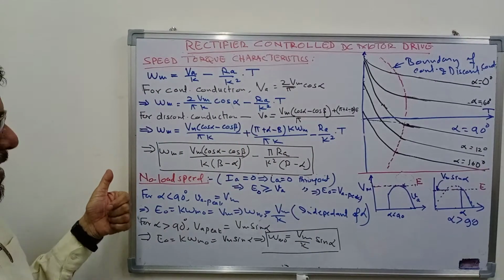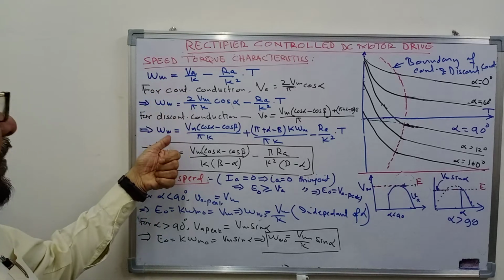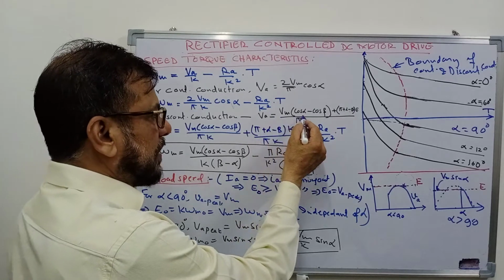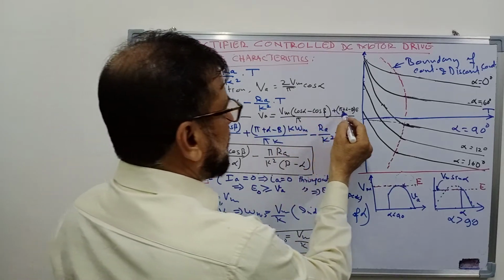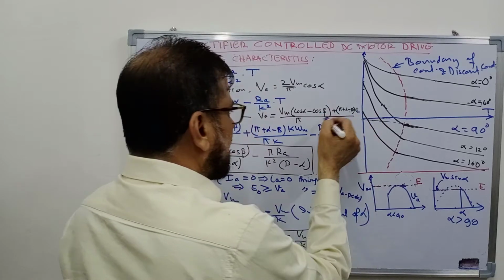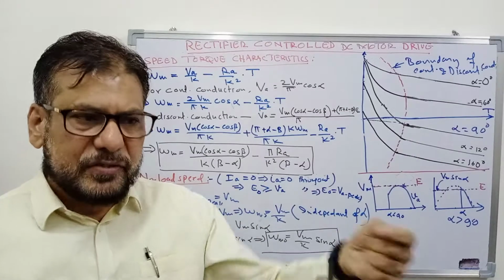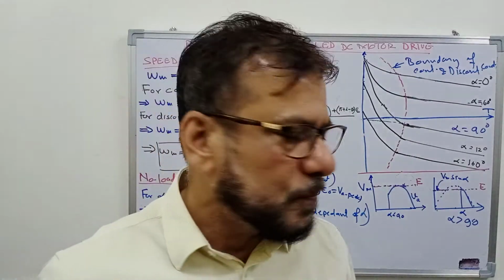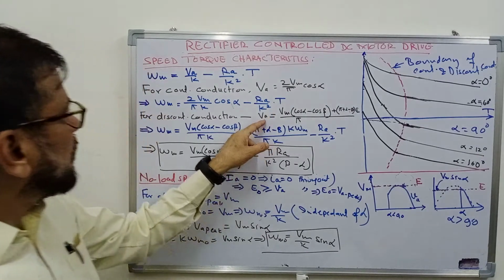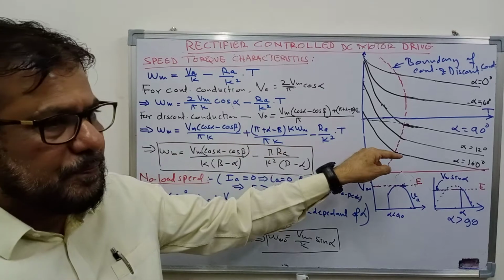But when the conduction is discontinuous, the average value of output voltage that we derived in the last lecture was Vm into cos alpha minus cos beta, plus pi plus alpha minus beta into E, upon pi. Here you remember that beta is the extinction angle, that is the instant at which the current falls to 0. So this is the average value of voltage. You can put this value of V in this equation and you will get this equation.